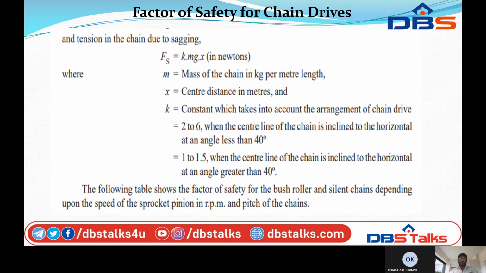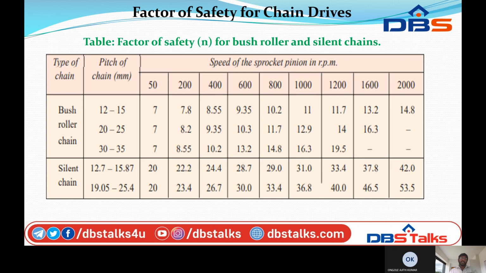The following table shows the factor of safety for the bush roller and silent chains, depending upon the speed of the sprocket pinion in RPM and the pitch of the chains. So we can see the table. Factor of safety N for bush roller and silent chain. We can see the table: type of the chain, pitch of the chain, speed of the sprocket pinion in RPM.